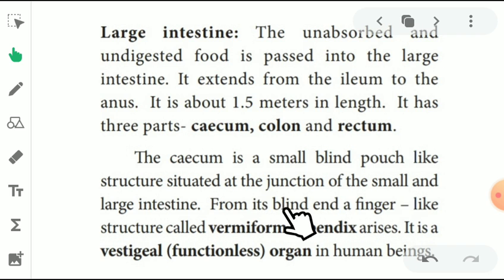Why is it called a blind-ended finger? It is a non-working, functionless part. It is called a vestigial organ in humans. Vestigial organ means that the organ is present but does not function. That is called a vestigial organ.